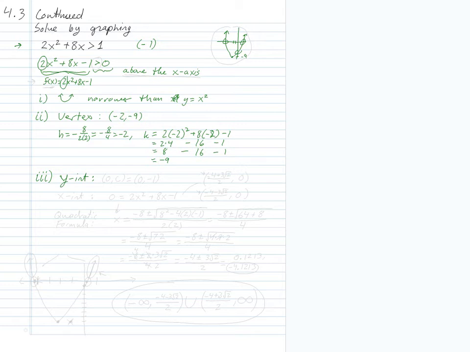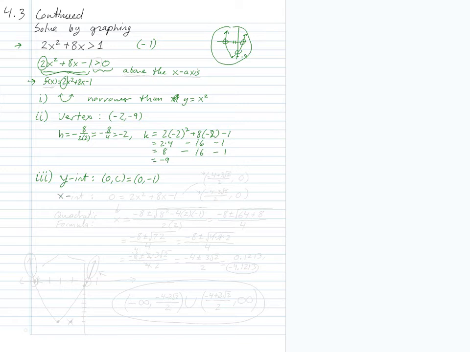Well, looking at our function, f of x equals 2x squared plus 8x minus 1, this is in standard form, so we can say our y-intercept is going to be (0, c), which is (0, -1). So my graph up at the top is not very accurate, but it gives us a good idea of what we should expect to find.